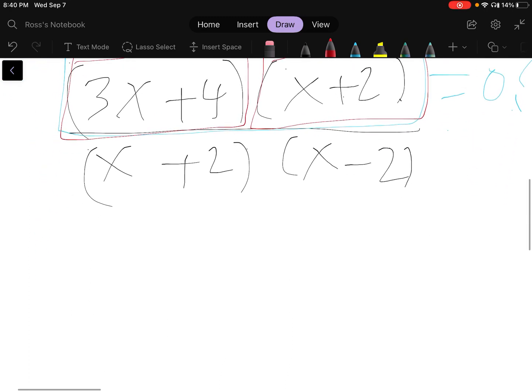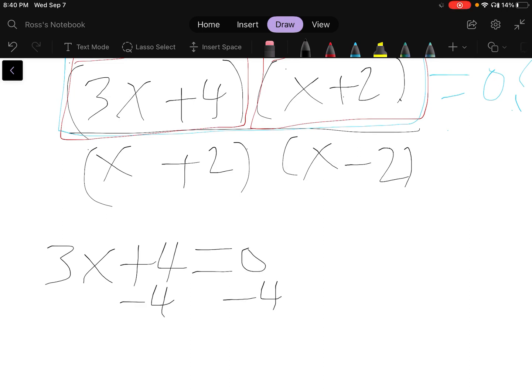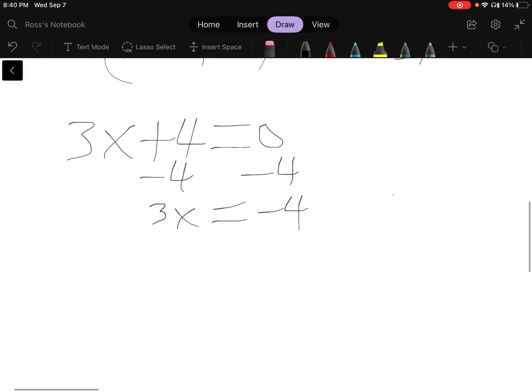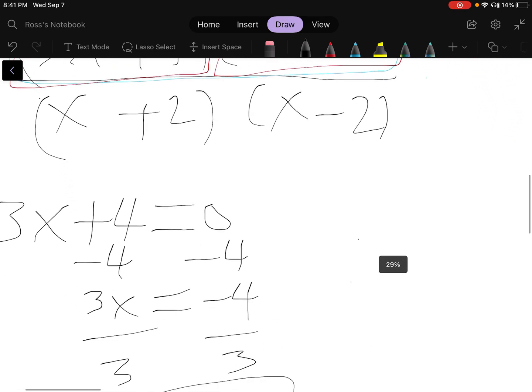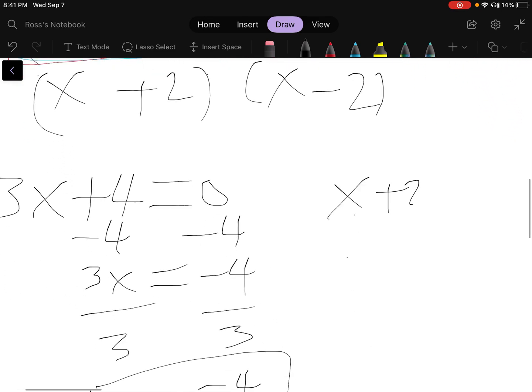So what you do is solve each of them for 0. You're finding the zeros. Minus 4, minus 4. 3x equals negative 4. Divide by 3, divide by 3. x equals negative 4 over 3. That's one of them. The other one is easier. x plus 2 equals 0. Minus 2, minus 2. x equals negative 2.